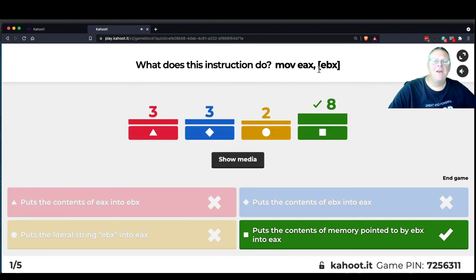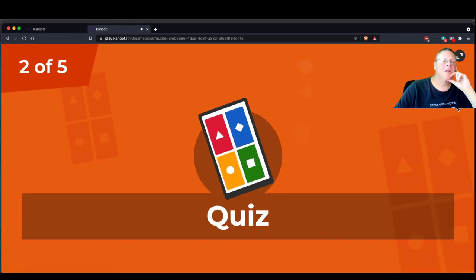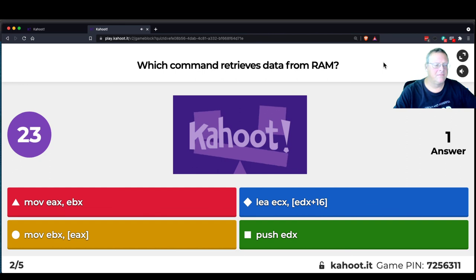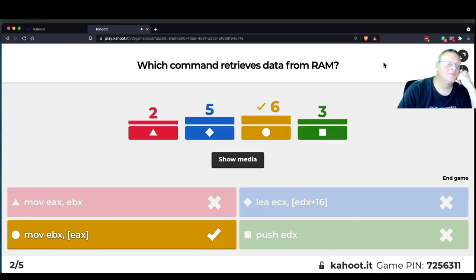That's it. The square brackets mean it takes the EBX, interprets it as an address, and loads the contents of RAM at that location and puts it in EAX. All right. What command retrieves data from RAM? This one, just like the last one, it gets something in the location pointed to by EAX and puts it in EBX. This one does not retrieve data from RAM. It just calculates EDX plus 6, plus 16. And this pushes data onto the stack from a register, not touching RAM. And this moves from one register to another without touching RAM.